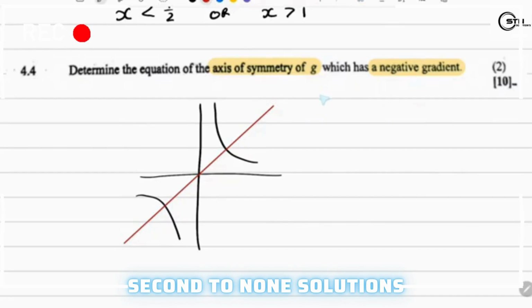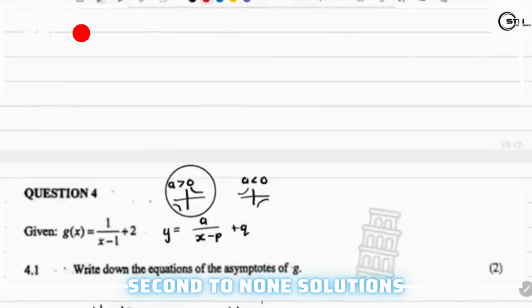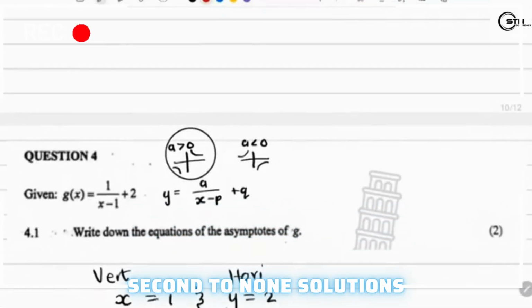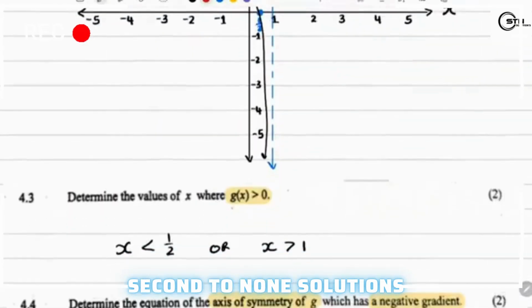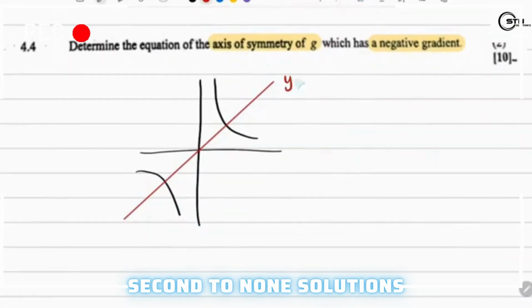If you remember the general equation of your hyperbola, which is y is equal to a over x minus p plus q, then you will remember this equation. It's just y is equal to x minus p plus q. See? Like in that original equation. So that's the positive one. That's the one with a positive gradient. That's why x is positive.